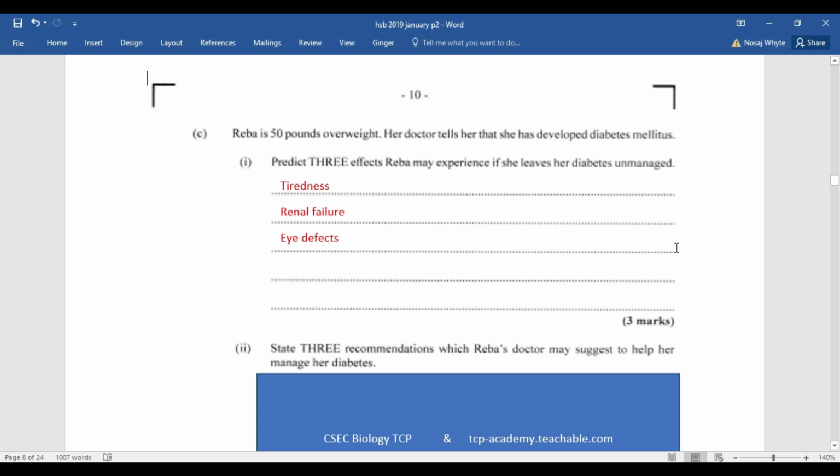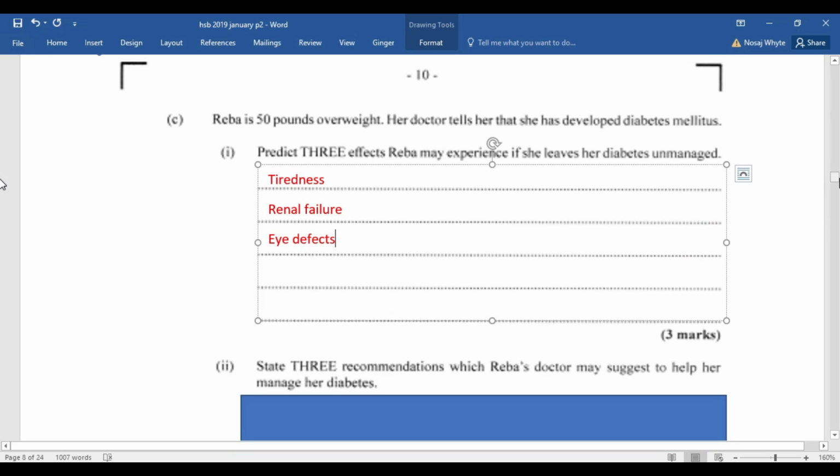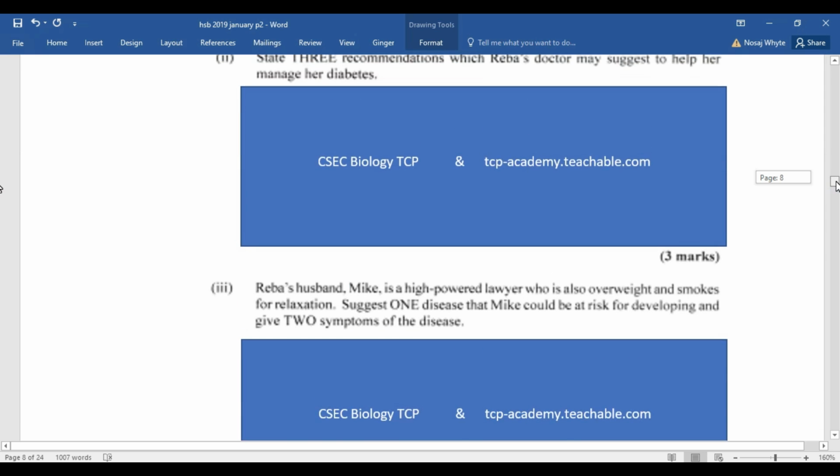So she's going to experience tiredness. She's going to feel a whole lot of tired. She might end up with what we refer to as renal failure. The kidney is not working. She might end up with eye defects. She might find herself urinating more, that type of thing. She might find herself being thirsty more, that type of thing. So these are 3 that you could look at. These are not the only 3. So feel free to, of course, add others from your textbook.